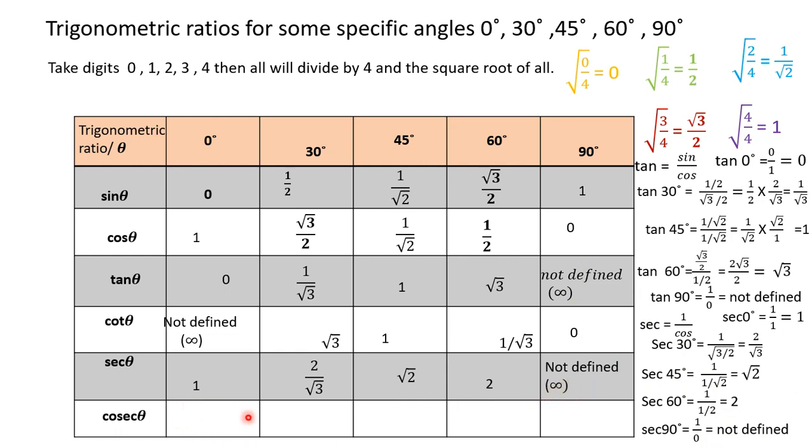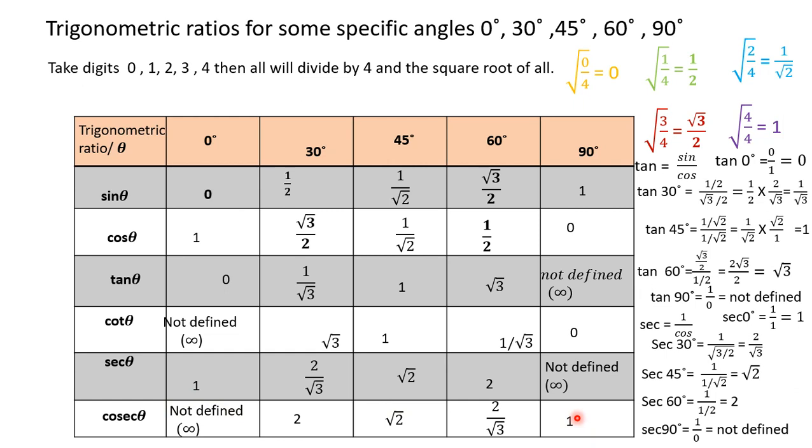Now for writing the values for cosec theta, again we write the values of sec theta in reverse order for this column sec theta. So we get sec 90 degree is equal to cosec 0 degree. Similarly, sec 60 degree will become cosec 30 degree, sec 45 degree is cosec 45 degree, sec 30 degree is equal to cosec 60 degree, and the value of sec 0 degree becomes the value of cosec 90 degree. So in this way we find the specific angle table for the trigonometric ratios.